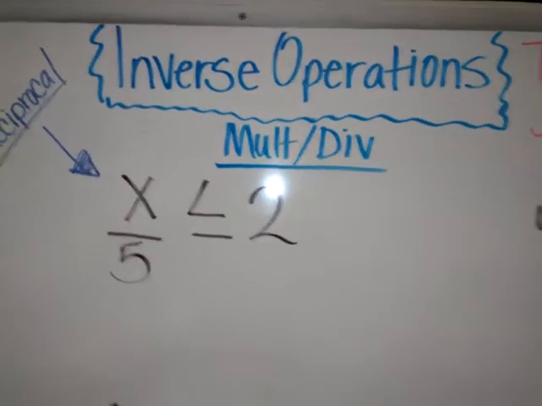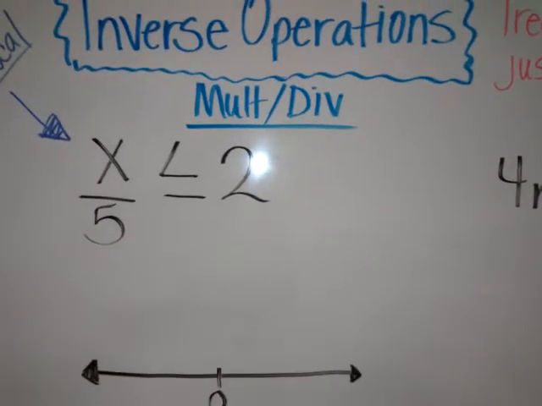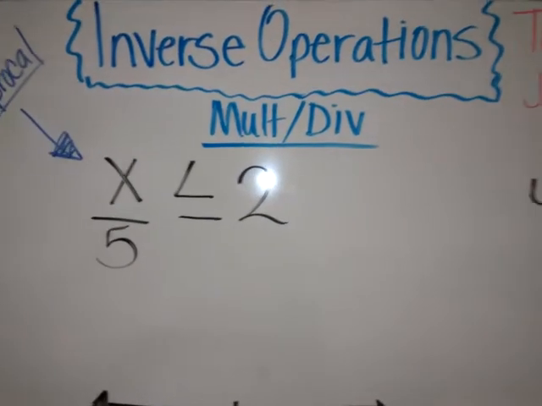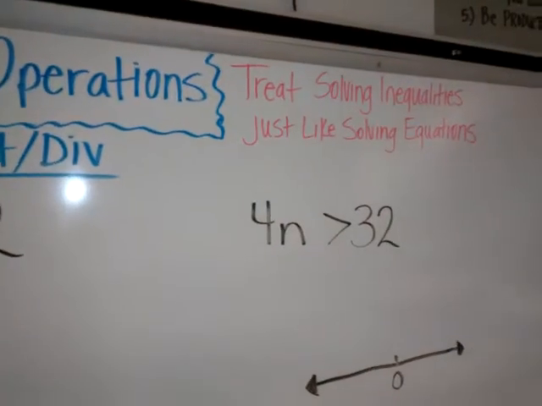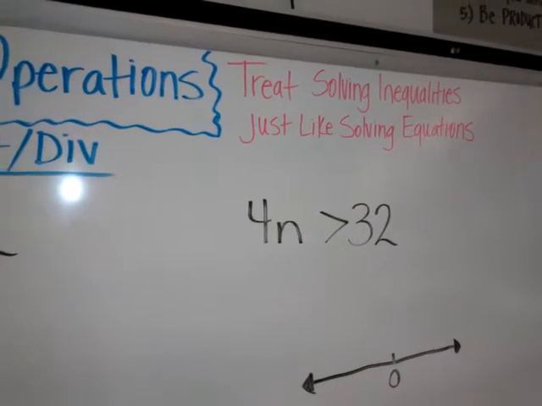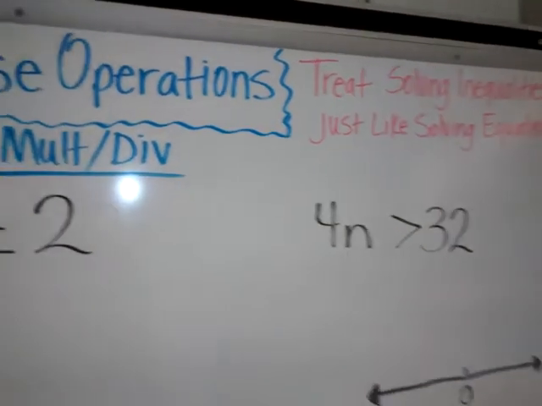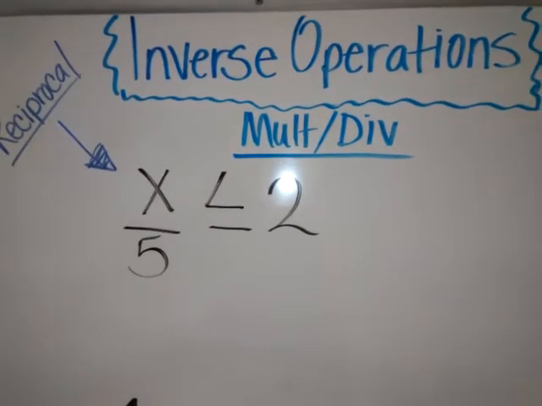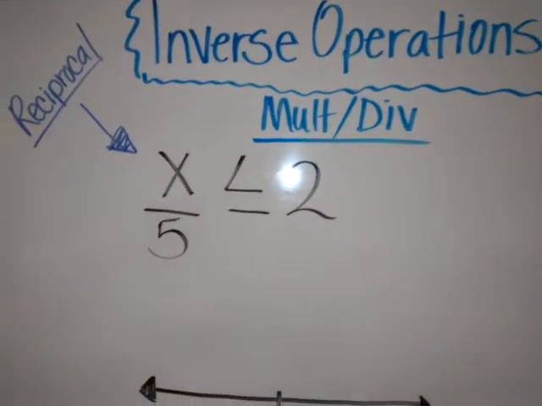The first problem we have here: x divided by 5 needs to be less than or equal to 2. Let's look at that red marking there. We're going to treat solving inequalities just like solving equations. So we still must isolate the variable. To get it by itself, we have to perform one of those inverse operations.